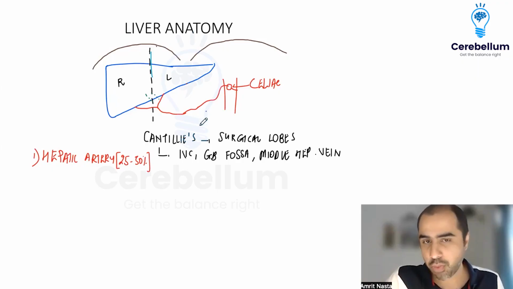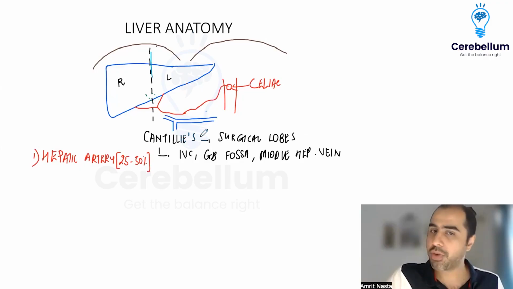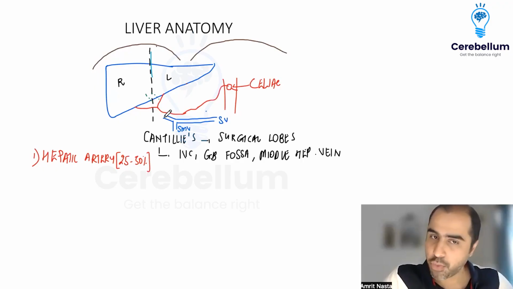That is the portal vein. The portal vein is formed behind the pancreas. You will study this in pancreas and portal hypertension. Two veins come together to form the portal vein: the splenic vein, which goes to the spleen, and the superior mesenteric vein. They come together and form the portal vein. This portal vein will also divide into two branches.